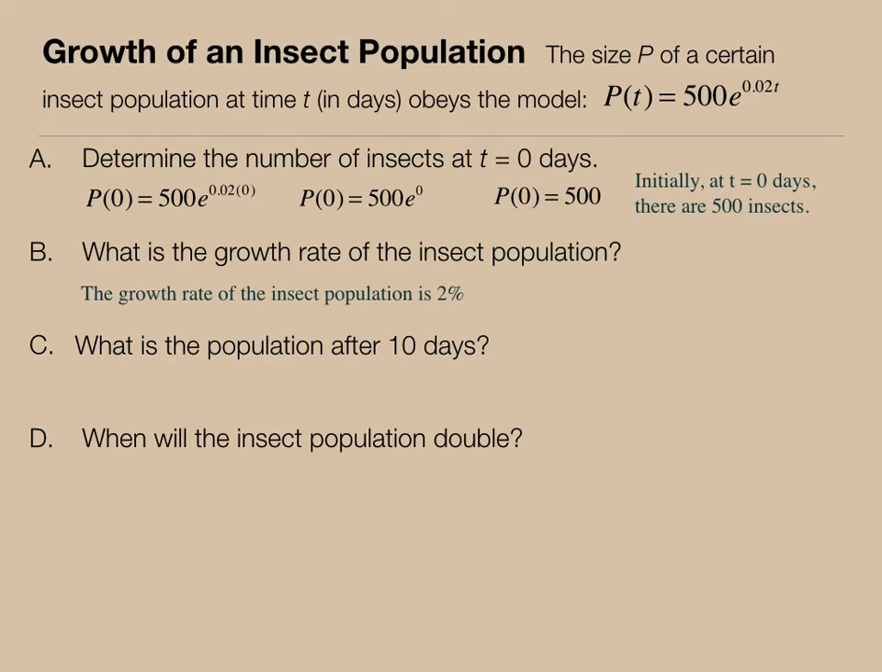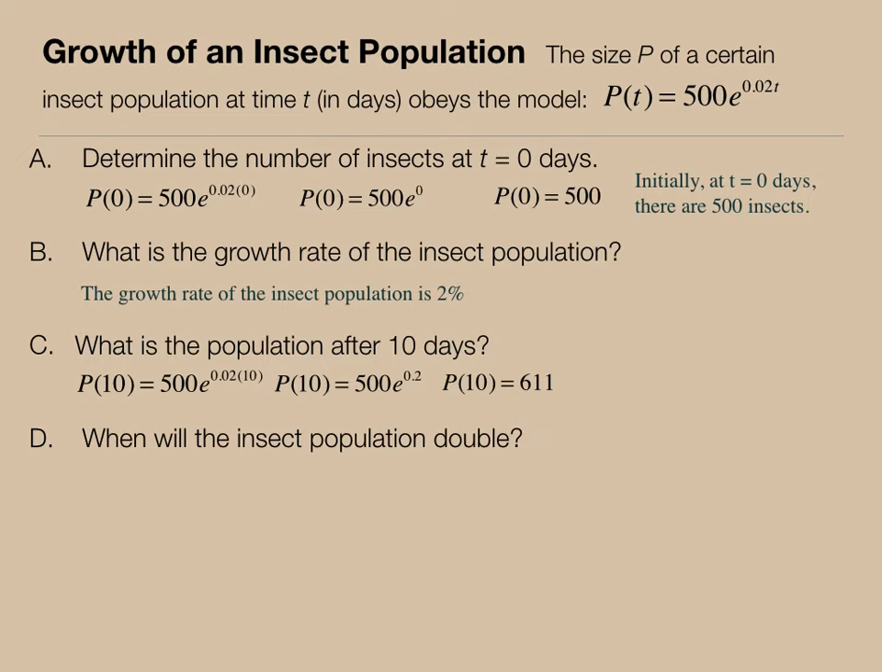What is the population after 10 days? Well, similar to part A, we're going to substitute t for 10 this time, and we're going to simplify this expression. To multiply any decimal by 10, I just move the decimal point 1 to the right. And at this point, I do need a calculator. I want to evaluate e raised to the power of 0.2 and then multiply that by 500.